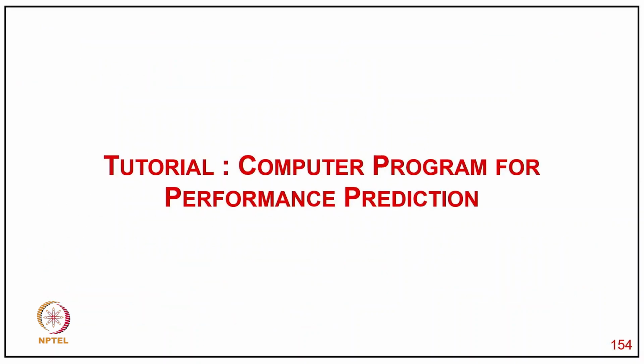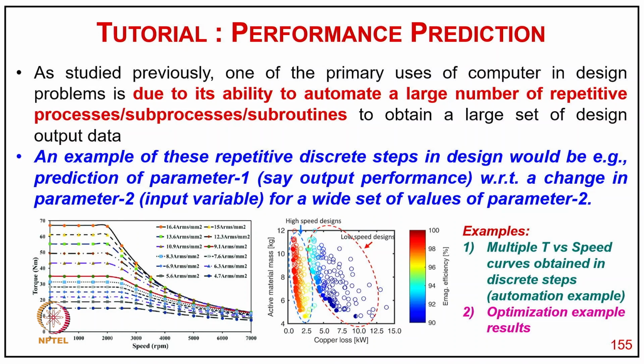Now coming to the tutorial on a computer program for performance prediction. As studied previously, one of the primary uses of the computer in design is the ability to automate a large number of repetitive processes or subroutines to obtain a large set of design output data. An example of repetitive discrete steps in design will be, for example, prediction of one parameter, say output performance, with respect to the change in an input variable for a wide range of the parameters.